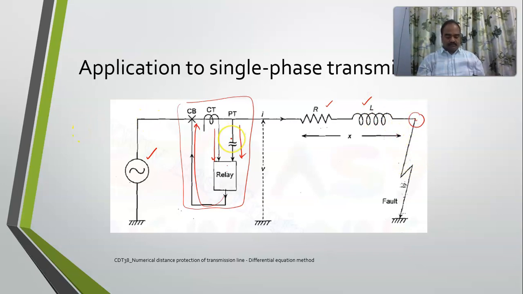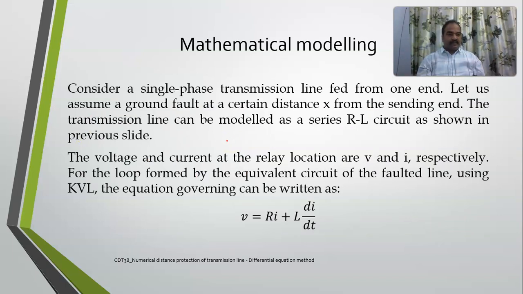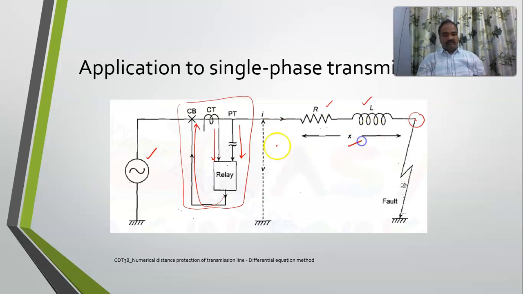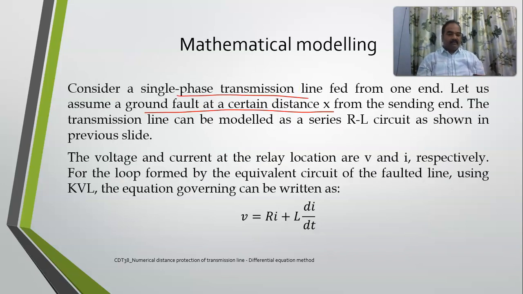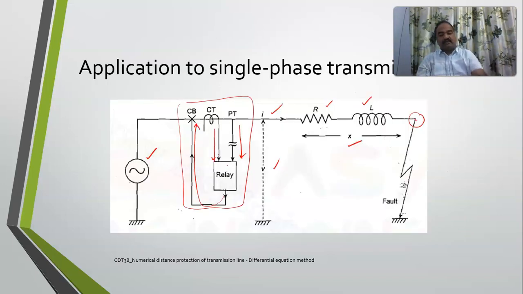Okay, now let's try to write down the differential equations for this one. Considering a single phase transmission line, one more assumption, I'm going to consider only a single phase transmission line for your class. I'll assume that there is a ground fault at a certain distance x from the sending end. This is the distance from the sending end. Let the voltage and current be V and I respectively at the location of my relay, and this is my fault location.